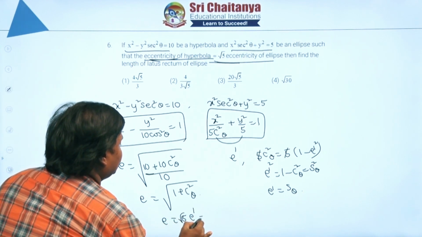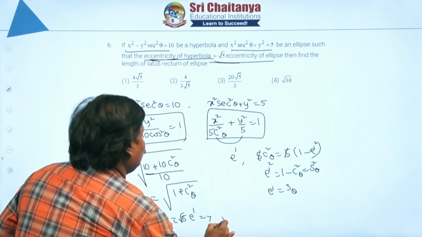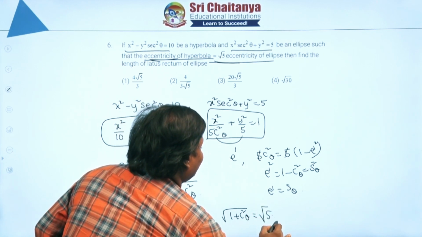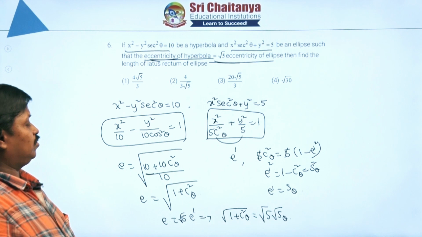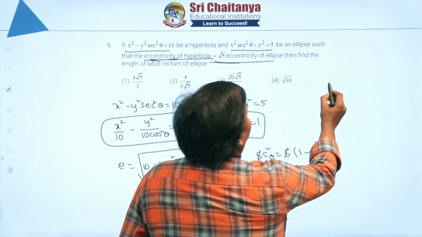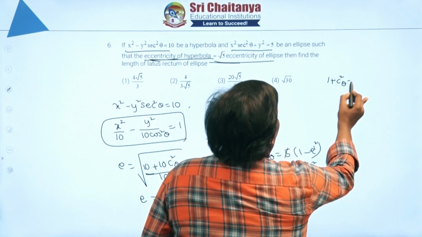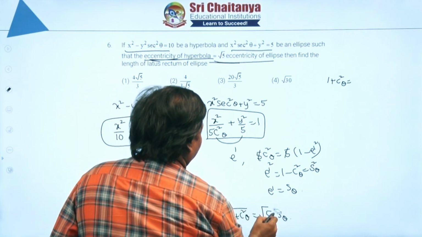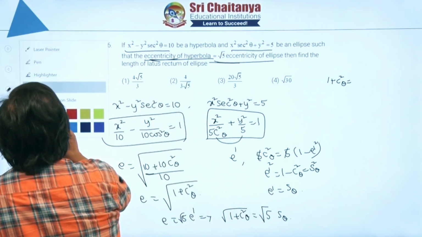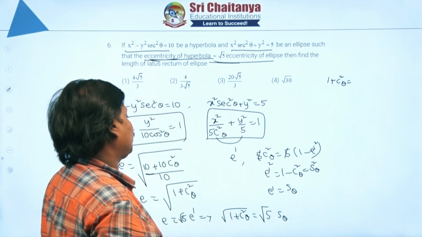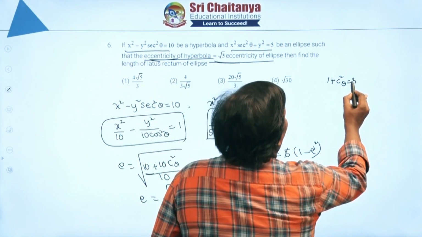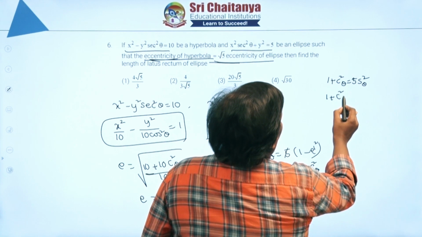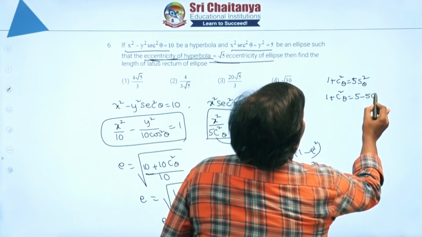Root 5 times of e dash means, so root of 1 plus cos square theta equals root 5 times root sin theta. When you square it, 1 plus cos square theta equals root 5 sin theta. When you square it again, 1 plus cos square theta equals 5 sin square theta. So 1 plus cos square theta equals 5 minus 5 cos square theta.